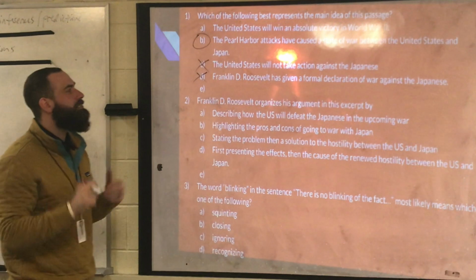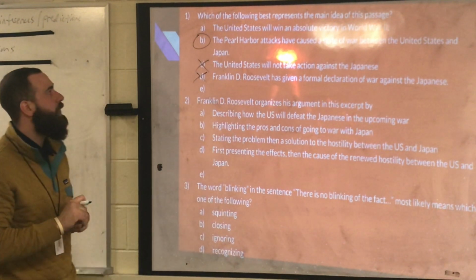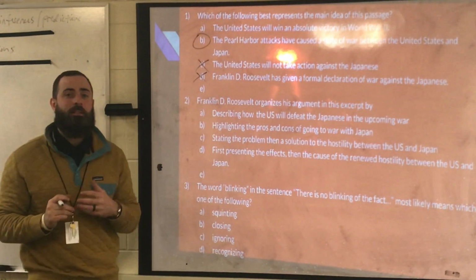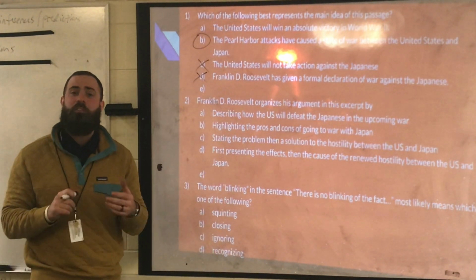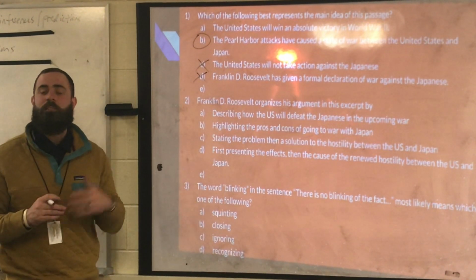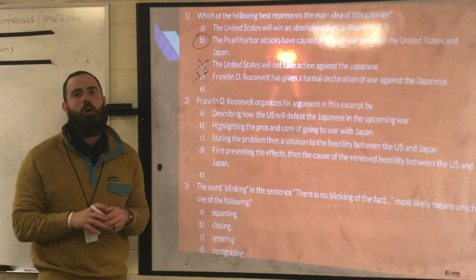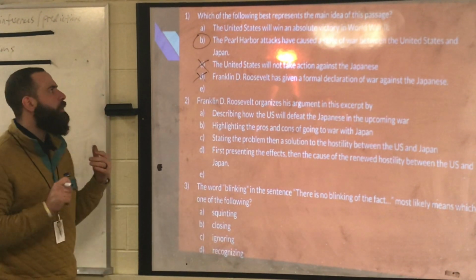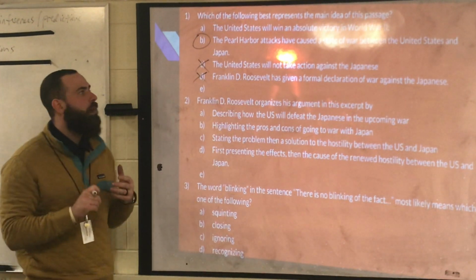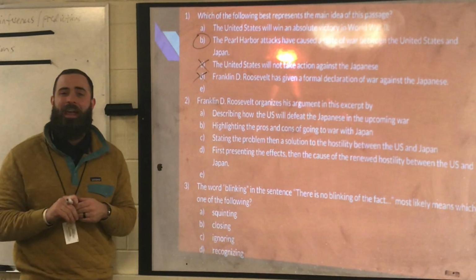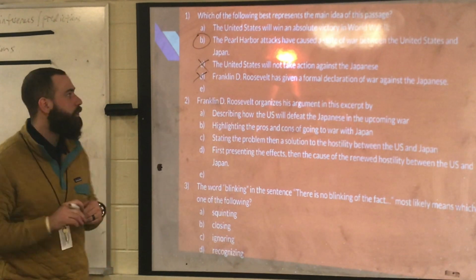The Pearl Harbor attacks have caused a state of war between the United States and Japan. That is what the last sentence is summarizing for that argument. FDR is saying, because of these things, because of the effects, here's where we are at as a nation, and we need to take action. So because of their actions, it is now a state of war between the United States and Japan, and he needs Congress to make that official.